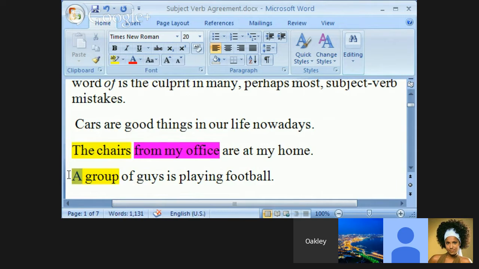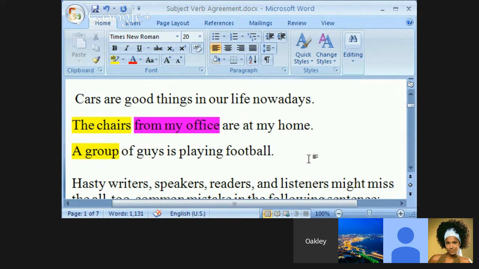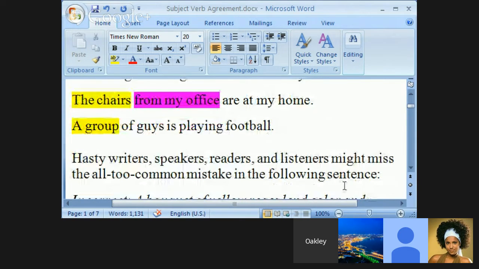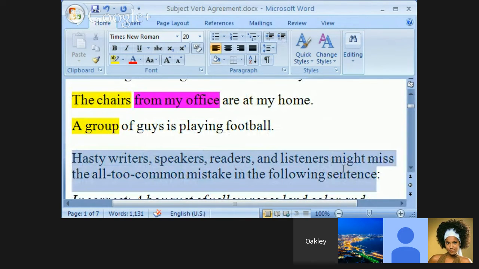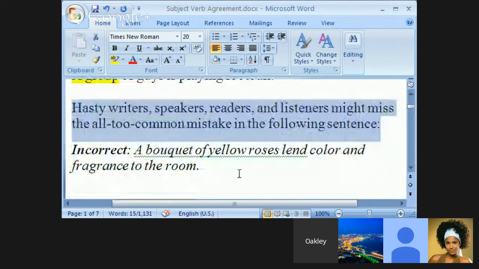A group. Look, I got A in front of it. It's got to be one thing. Even though we think of a group, the definition is many things. This case, guys. You are absolutely correct, Carvalho. A group of guys is playing football. The group is playing football. Very good. This is an excellent example, Carvalho, of a sentence most people would make a mistake on. And as it says, hasty writers, speakers, readers, and listeners, most people would never even understand that this was wrong.